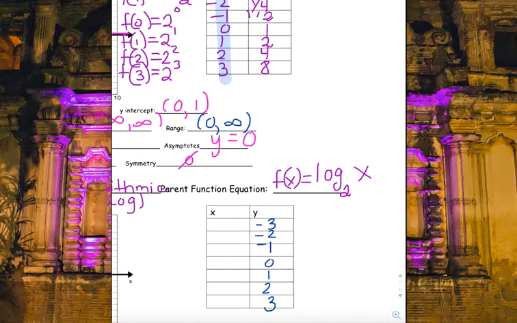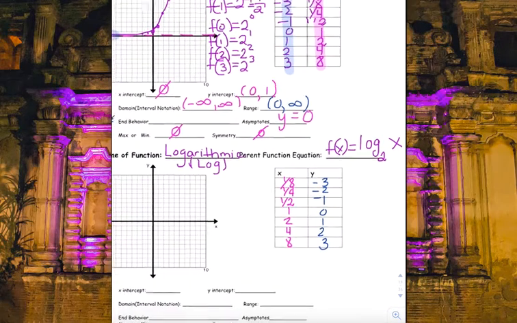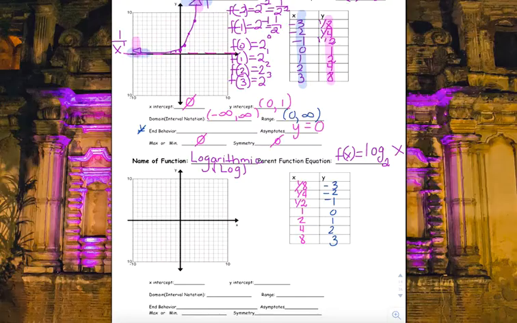And I will copy every y value into my x column. So again, for inverses, you switch the x and the y values. So this is then our log base 2 of x. Let's go ahead and graph that.